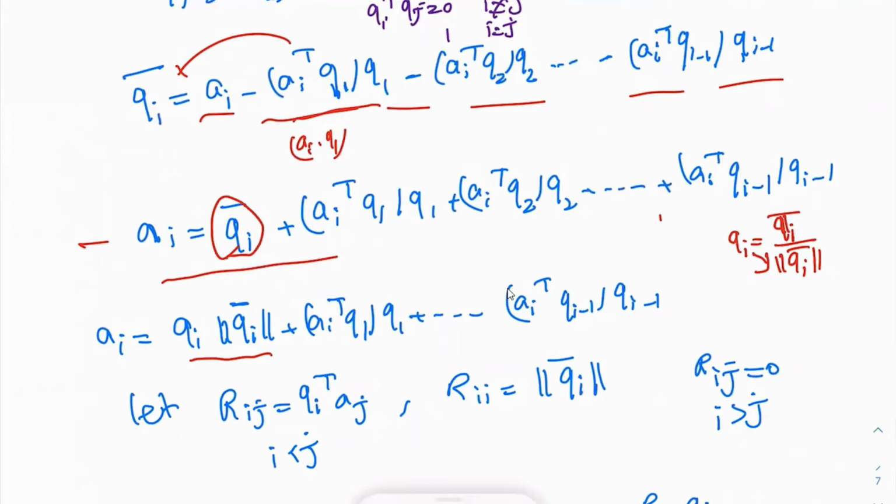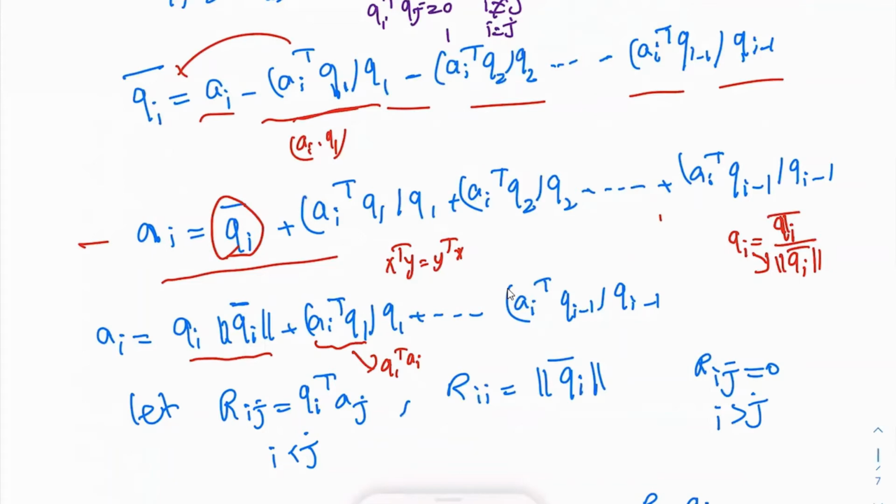I let this Qi transpose Aj, for i less than j, be Rij. Okay, so you might say, why Qi transpose Aj? Why not Ai transpose Qj? These two are the same. Remember, the dot product x transpose y is equal to y transpose x. So here you can write this Q1 transpose Ai. Okay, good. So if i is less than j, I define Rij to be Qi transpose Aj.